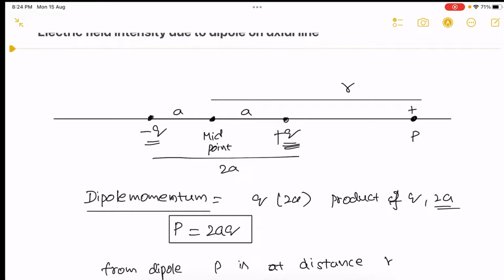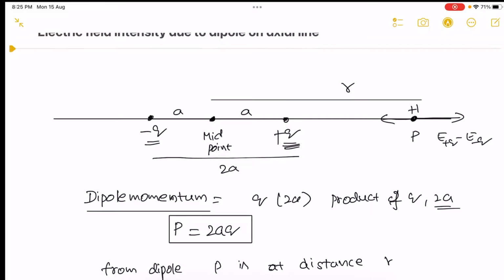That means a unit positive charge is here. So the test charge is here. We assume the test charge is here. Due to plus q, the positive charge is repelled along this direction. Due to minus q, the positive charge is attracted toward this side. So both are in opposite directions. So the resultant is the subtraction of E plus q and E minus q.